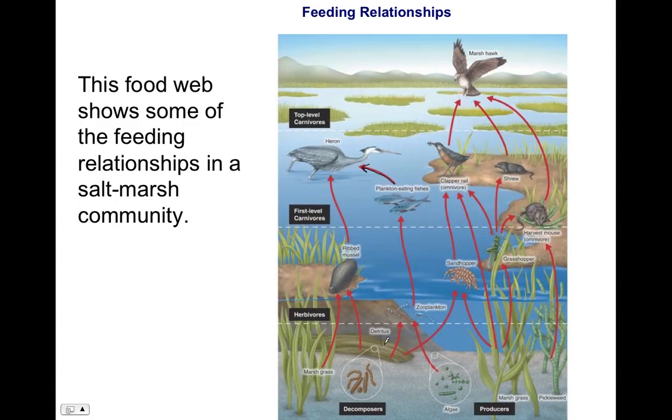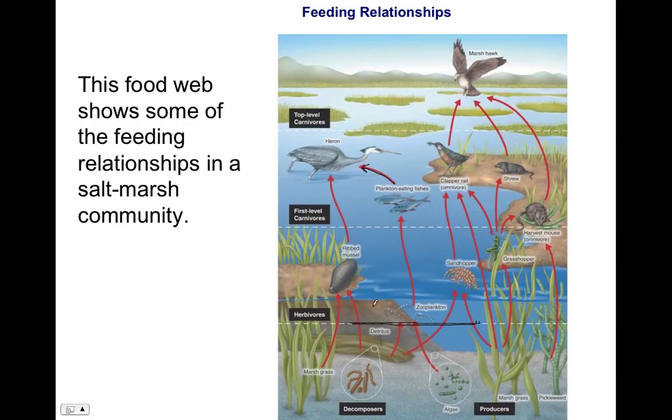Okay, and we have different levels here. We have producers and decomposers. That's below this line right here. And so these are all producers. That's the base of a food web. They get their energy from the sun. Very important that we keep these organisms intact because that's how we survive.